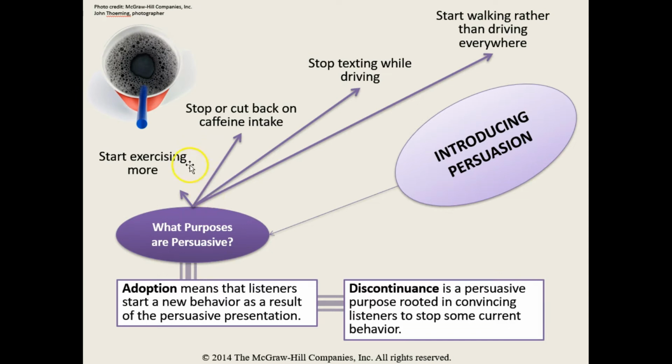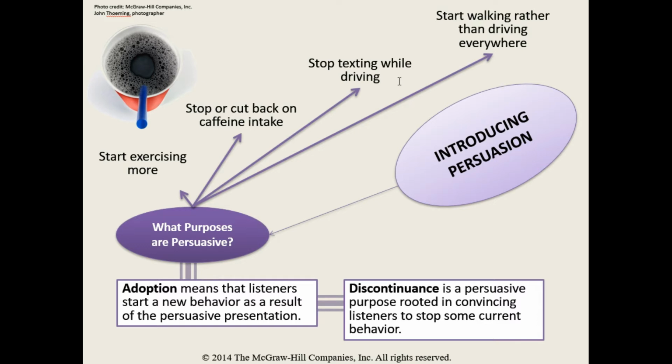Let's just say we want to have the audience adopt something. We want you to start exercising more. We want you to stop or cut back on caffeine intake, and you can be specific. I don't want you to drink pops and sodas with caffeine in it and mixed chemical drinks. I want you to stop texting while driving, and I want you to start walking rather than driving everywhere. Now, again, there's pros and cons in a persuasive speech too. You need 2 pros for 1 con. So, hey, I understand if you're going to downtown Akron or downtown Cleveland, yeah, it's 10 to 12 or 14 miles and you need to get there quickly, that you're going to drive.